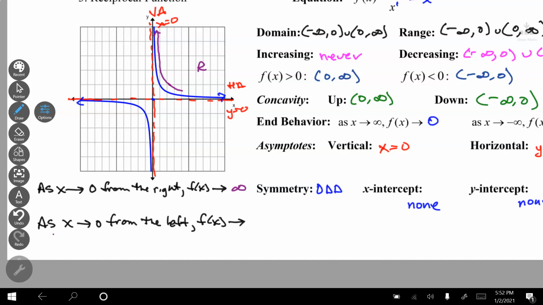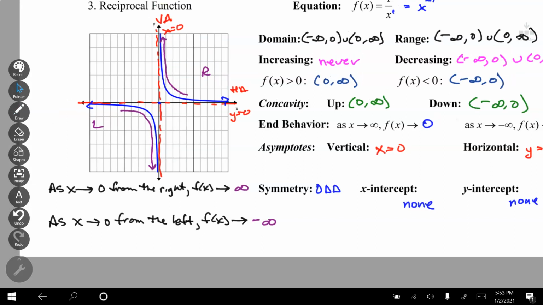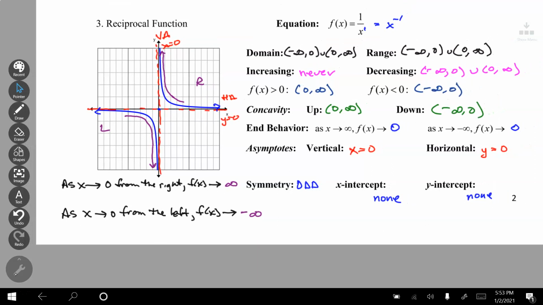Do the same thing over here. It says as x approaches 0 from the left. So here's the left side of the graph. I'm over here. I'm getting closer to the middle part, or x equals 0, and this y value, or f of x, is going down to negative infinity. So those are a couple features that we're going to talk about specifically more tomorrow when we do something called limits, but it's something that you should have been made aware of in Algebra 2.